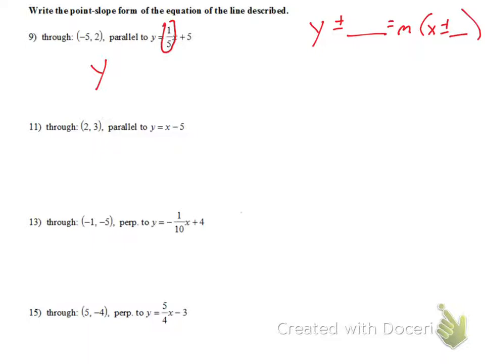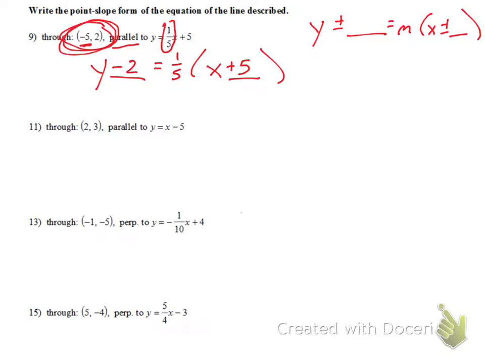So y blank is equal to, my slope stays the same because it's parallel. It's going to be 1/5, and then it's going to be x blank. And all I'm going to do is take these and do the opposite. So the opposite of negative 5 is going to be plus 5. The opposite of 2 is going to be minus 2. So the final answer should be y minus 2 is equal to 1/5 x plus 5.